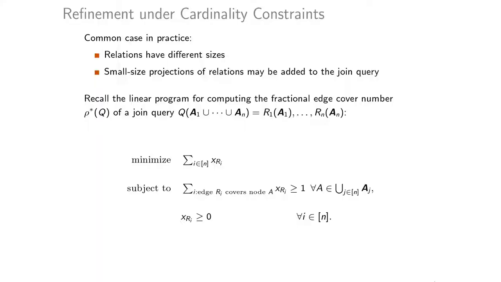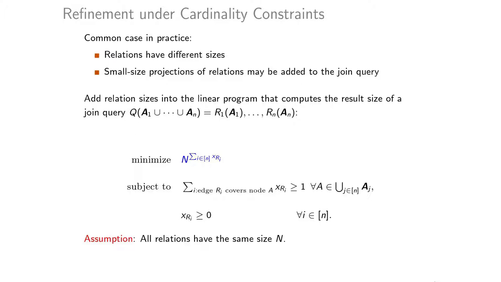Let us look back at our program. The linear program for our general query is this, right? Minimize the sum of the weights of the hyperedges, assuming all hyperedges have the same size, their support, that is the number of tuples in the relations. So we can actually write an equivalent program that says this.